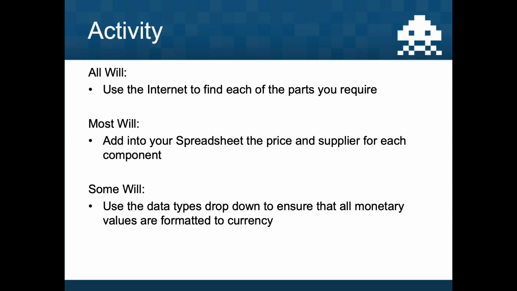So I'd like you to pause the video at this point and have a go at your shopping task for your computer. I'd like you to use the internet to find all of the parts you require. I'd then like you to add them into your spreadsheet, noting down the item and its price. Ideally, you'd note down the supplier as well, so you can remember what website each item comes from. You're then going to need to use the data type selection to change all of your money values so that they are formatted as currency. Pause the video at this point and give yourself about 15-20 minutes to do as much shopping as you can.